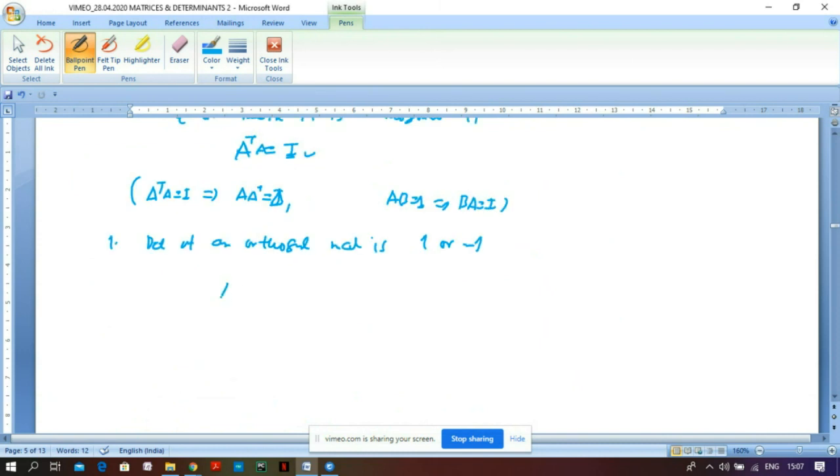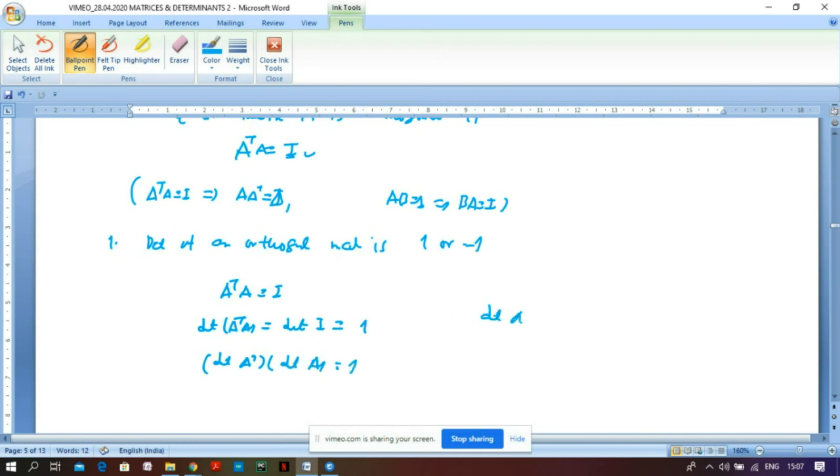I just have to start with the definition for the proof. A transpose A equals I. So det of A transpose A is det of I, and det of I equals 1. This is det of A transpose times det of A equals 1.